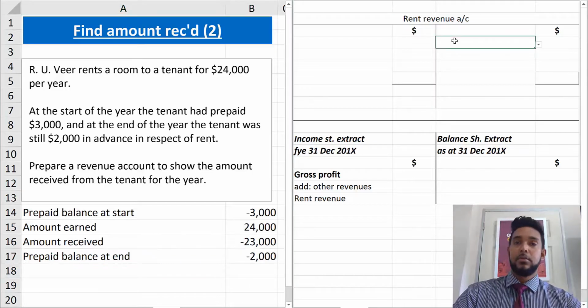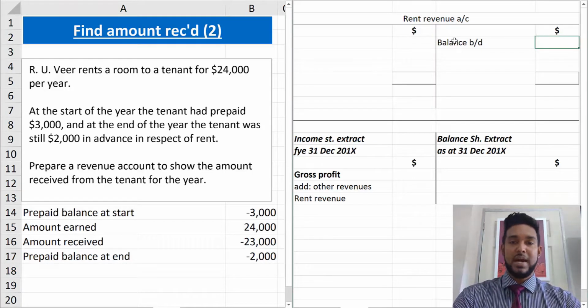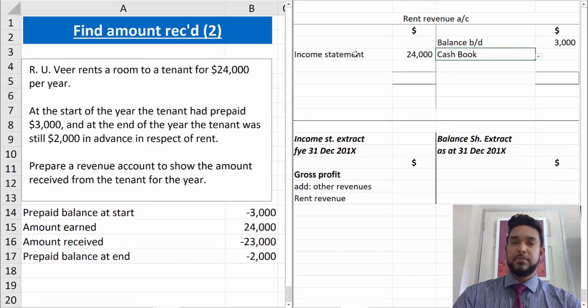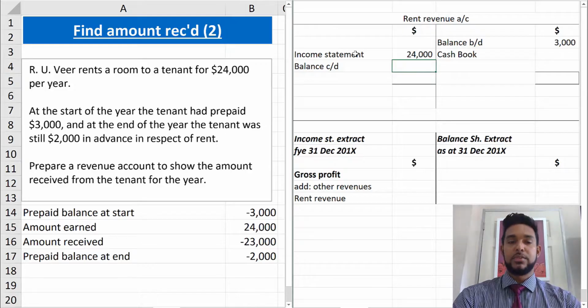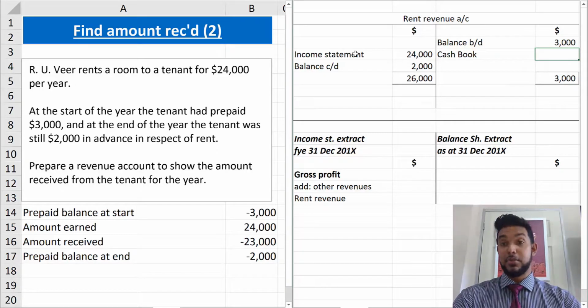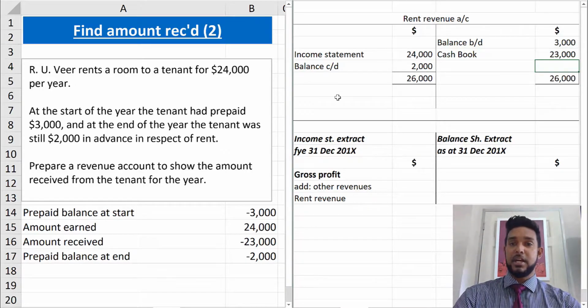All right, so prepaid revenue has a starting credit balance. The income statement figure is on the debit side here. The cash book figure had to be figured out. The client had prepaid $2,000 at end. All right, so 26,000 on the debit side, 3,000 on the credit, which means 23,000 is the cash book figure. All right, so that's going to be balanced off at $2,000.